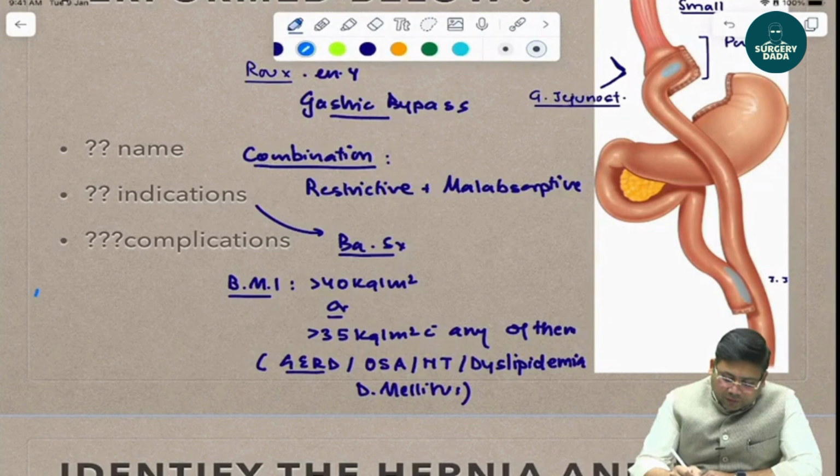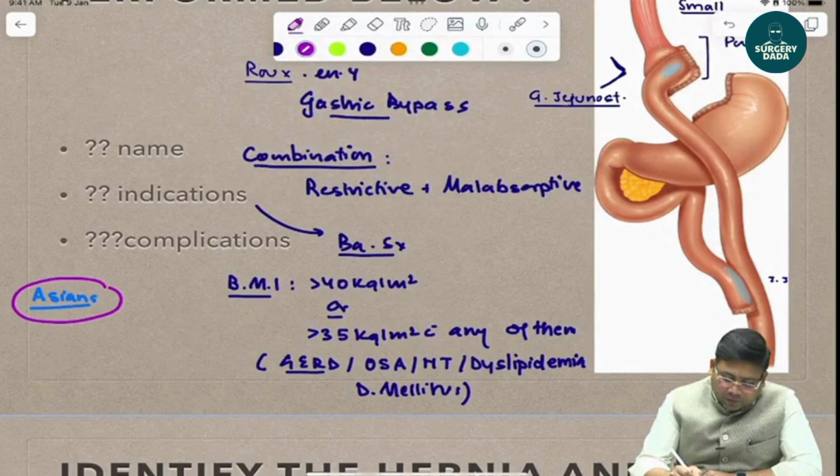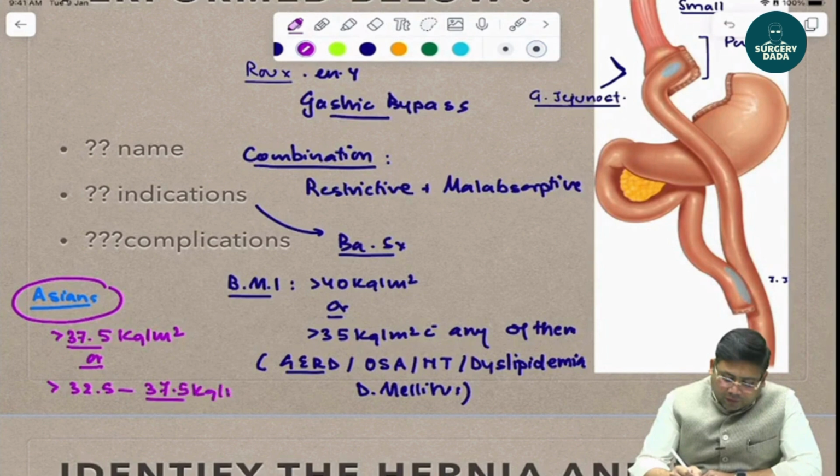Do you know that for Asians, the criteria is a bit relaxed? So what is the criteria for Asians? Let us understand that also. For Asians, the BMI cutoff is less than 40, it is not 40 now. That is 37.5 kg per meter square irrespective of the condition, or more than 32.5 up to 37.5 kg per meter square with comorbidity. So this is what is important.